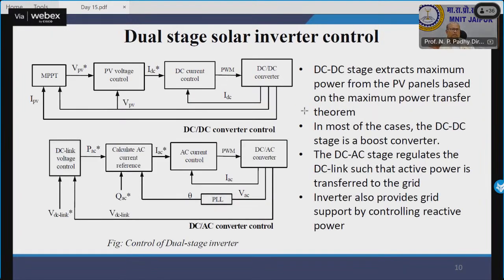Now, when I talk about dual stage solar inverter control, as you could see, the DC-DC stage extracts maximum power from the PV panels based on the maximum power transfer theorem. When you talk about maximum power tracking, this is based on the maximum power transfer theorem. In most cases, the DC-DC stage is a boost converter. The DC-AC stage regulates the DC link such that active power is transferred to the grid. Inverters also provide grid support by controlling reactive power. And you can see the DC-DC converter control, as well as the DC-AC converter control mechanism, for the dual stage inverter structures.